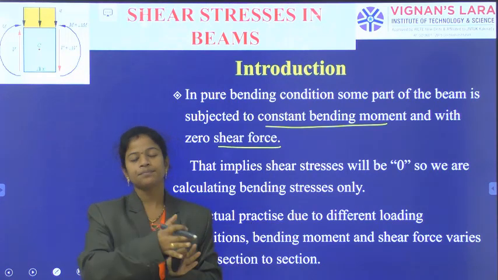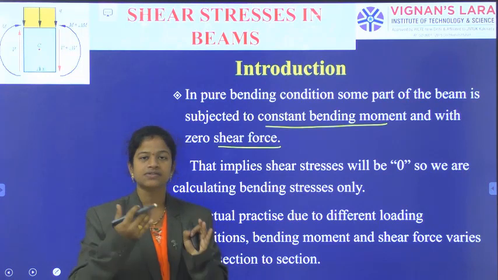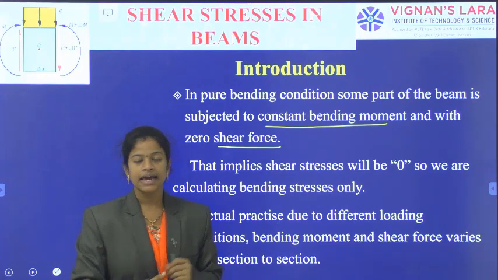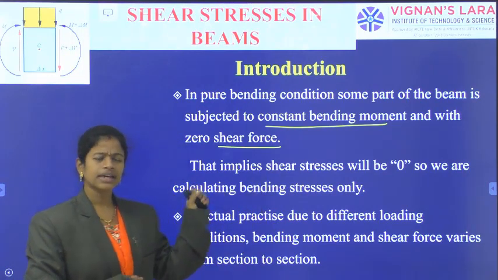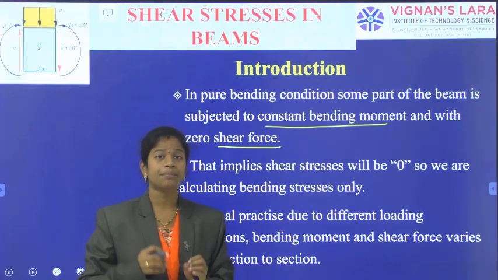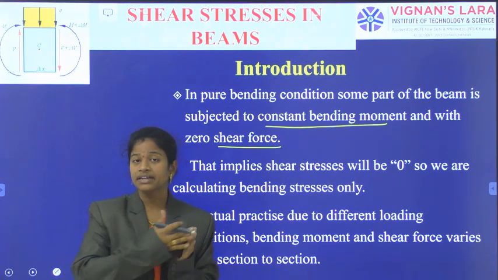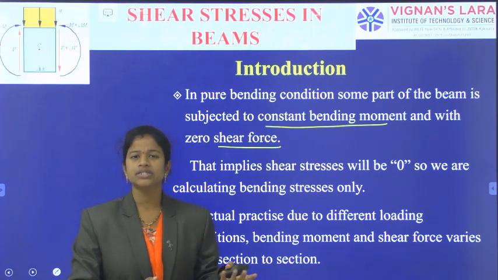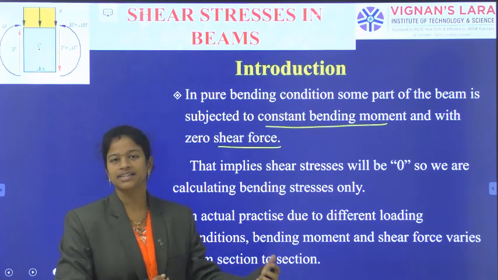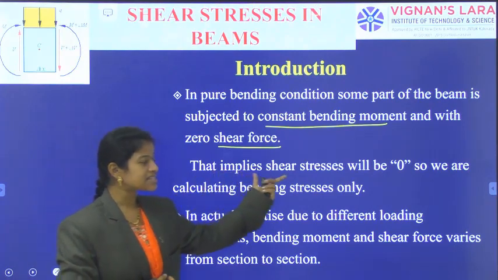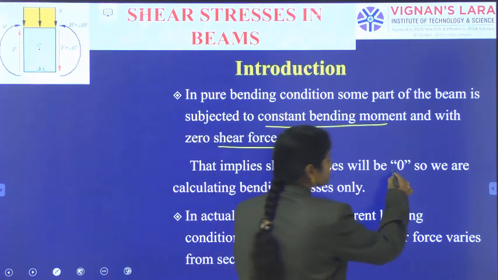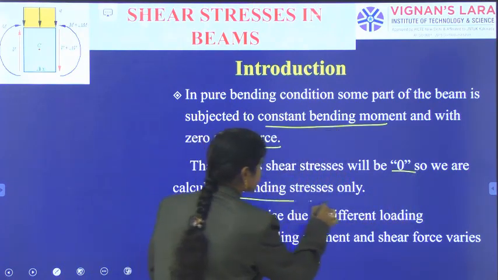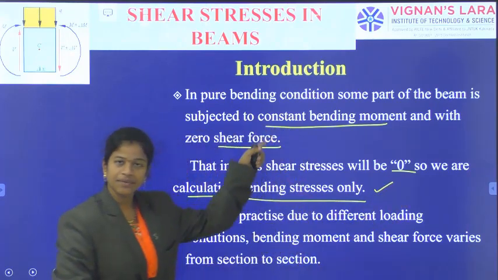That's why our derivation of M by I is equal to sigma by y is equal to E by R was generated. Now, practically, any segment without shear force and having constant bending moment is not at all possible. That we call a practical condition. So in pure bending, shear stress is taken as 0.